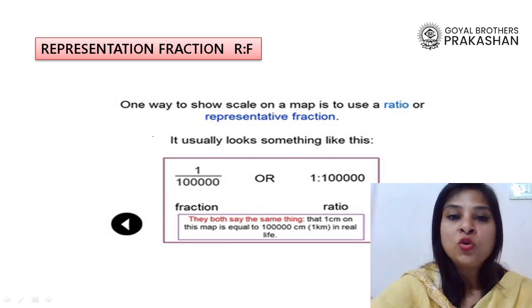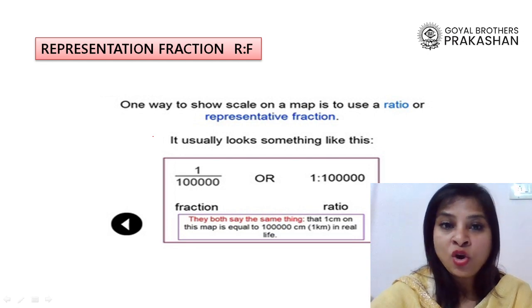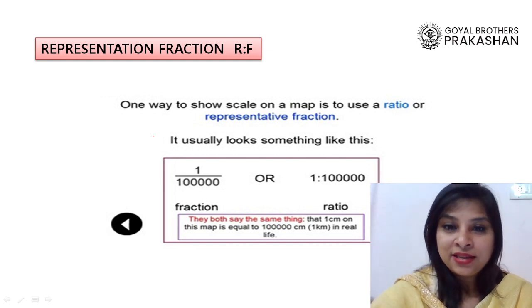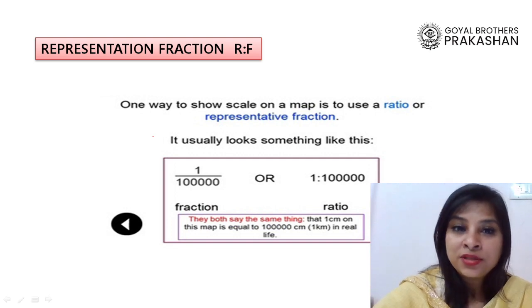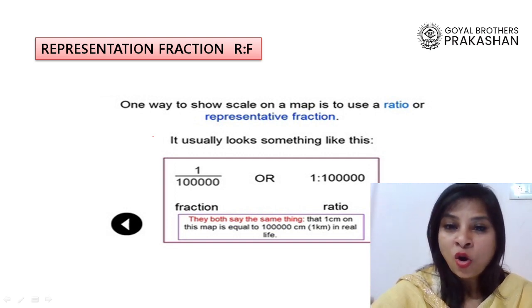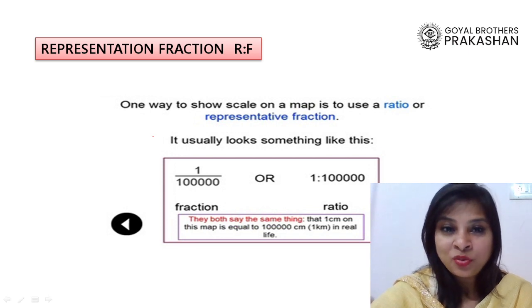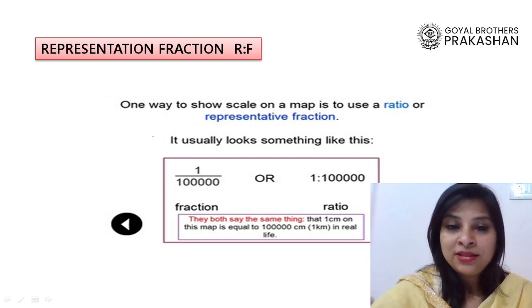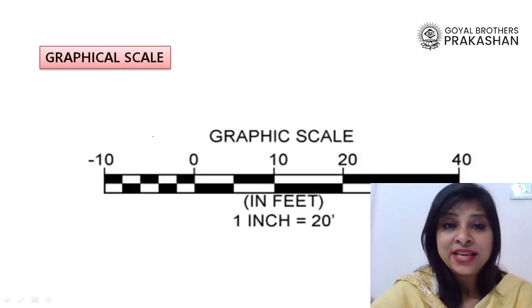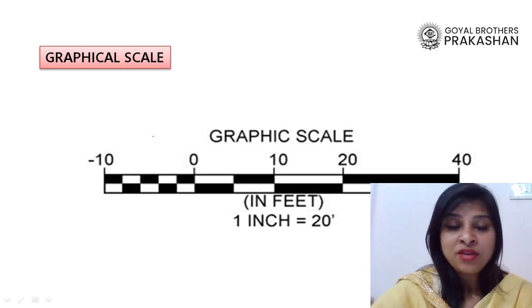So, one way to show scale on a map is to use a ratio or representative fraction. It usually looks something like this. That is 1 upon 1 lakh or 1:1 lakh. Okay. So, it shows in ratio, which means that 1 centimeter is equal to that much what it is showing on ground. Then graphical scale. Now this is the graphical scale, which is also known as the linear scale, the line scale.